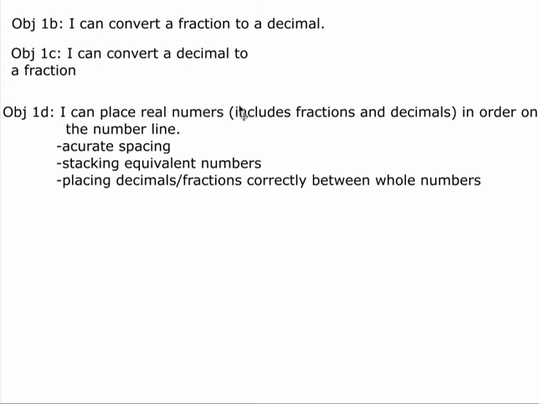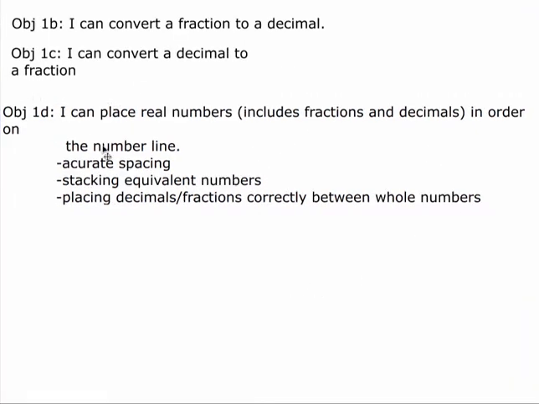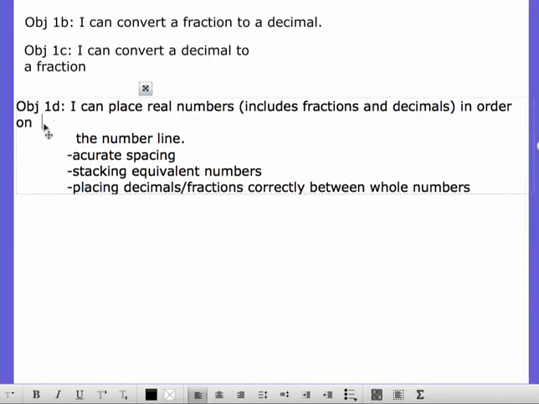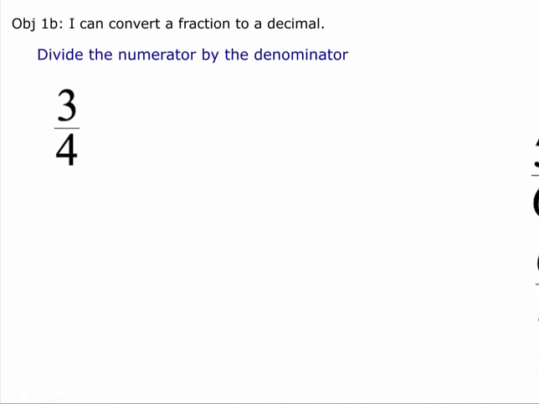And I can place real numbers, and real numbers include fractions and decimals and whole numbers, on the number line. And this means that you have accurate spacing, stacking equivalent numbers, and placing decimals and fractions correctly between whole numbers. Okay, so let's go ahead and start with this first objective here.